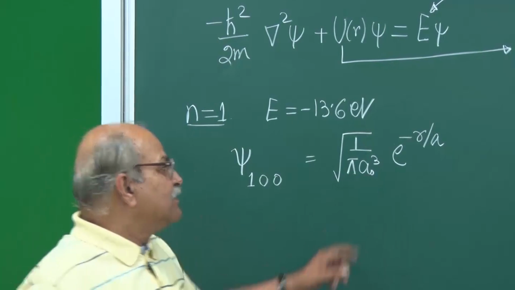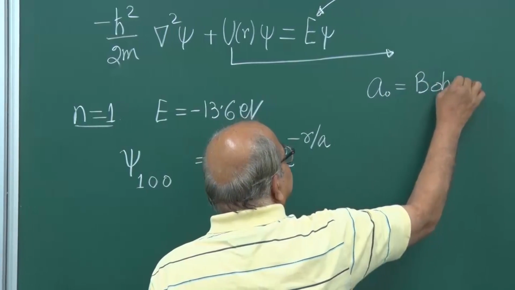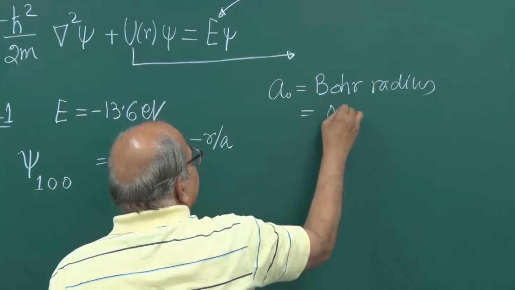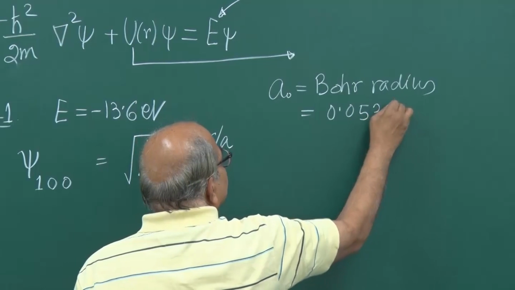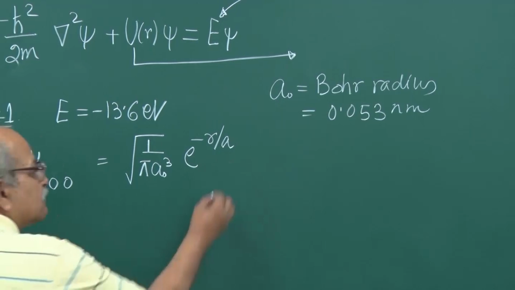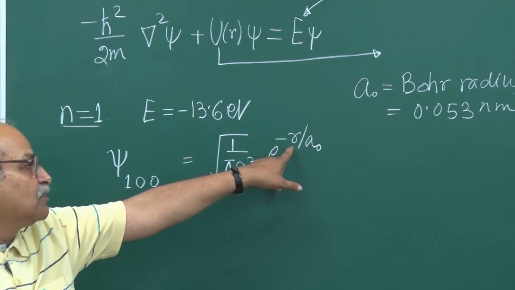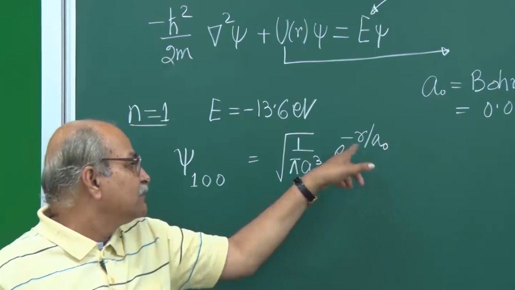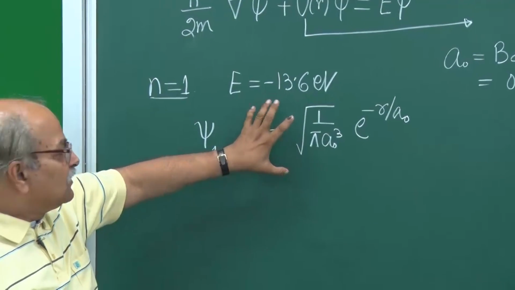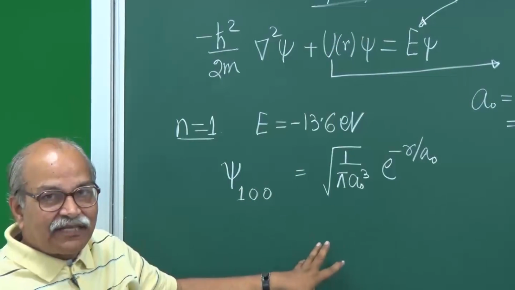This a naught is the same as that Bohr radius, which is 0.053 nanometers. And r is the distance of the electron from the proton, and this a naught is the same as this a naught, the Bohr radius. So this is the function. This psi you have to put here, and this energy you have to put here, and the equation is satisfied.